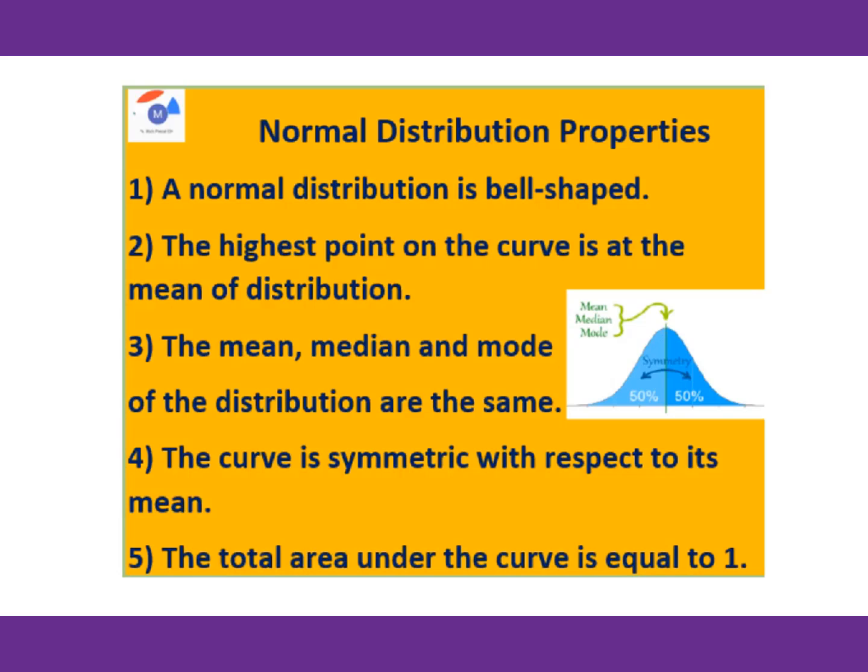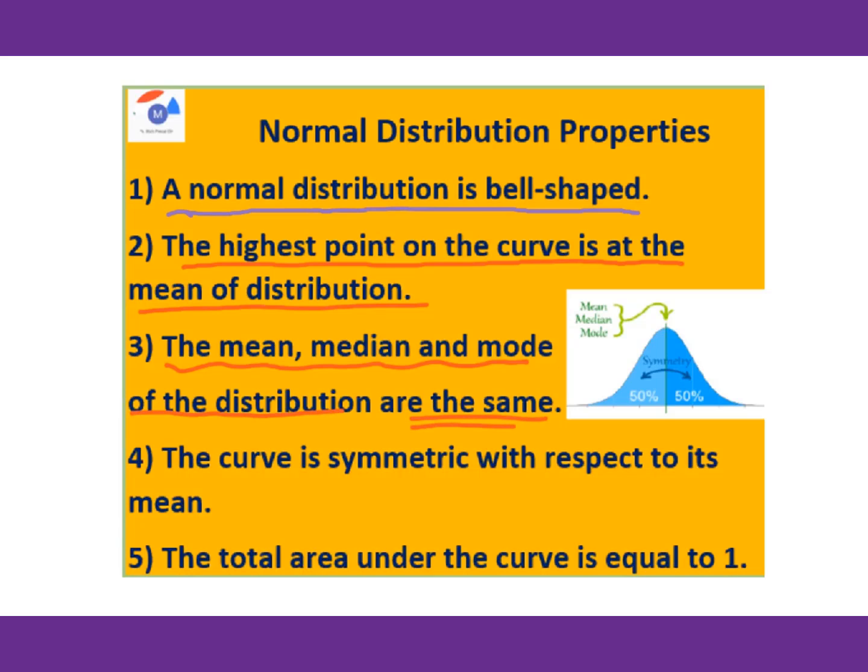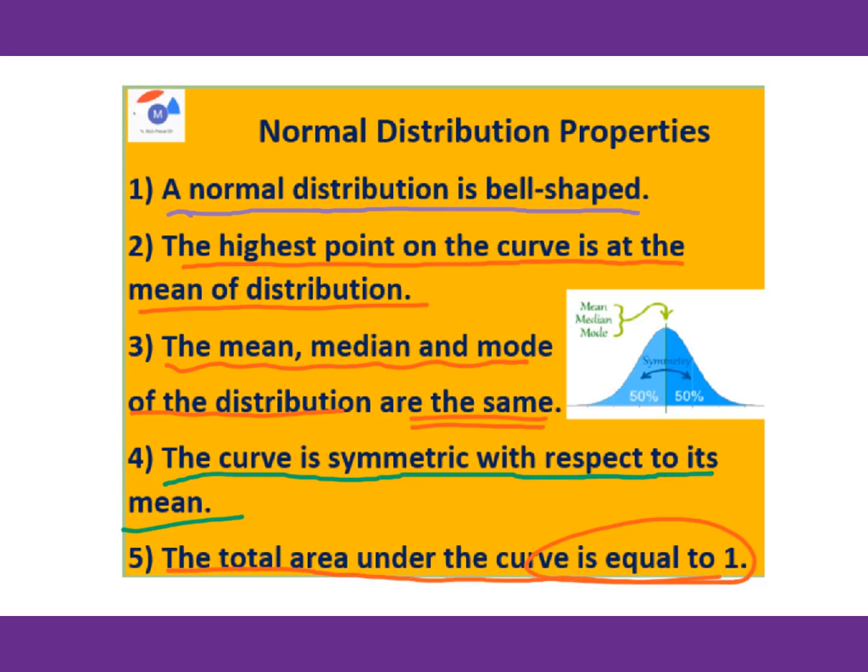Normal distribution properties. A normal distribution is bell-shaped. The highest point on the curve is at the mean of a distribution. The mean, median, and mode of the distribution are the same. The curve is symmetric with respect to its mean. The total area under the curve is equal to 1.